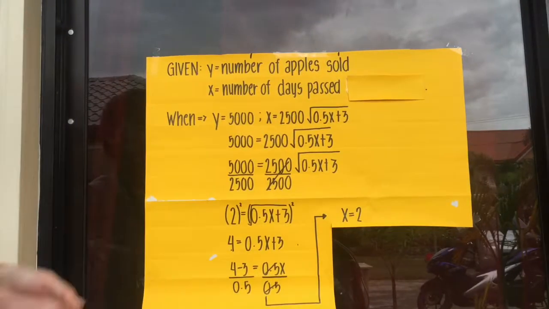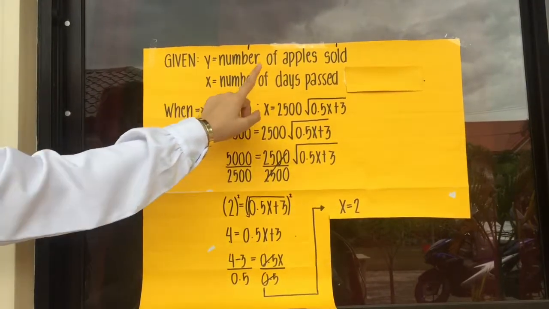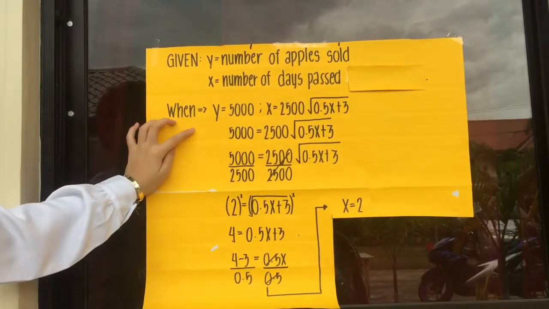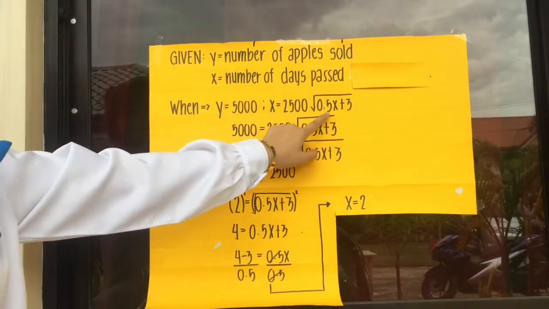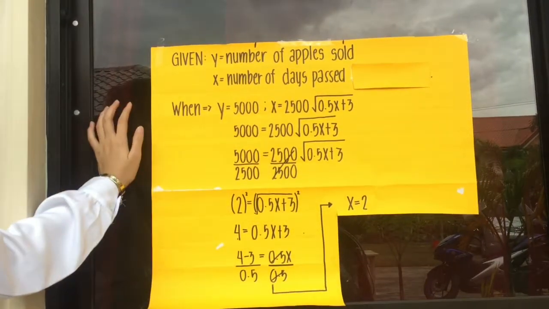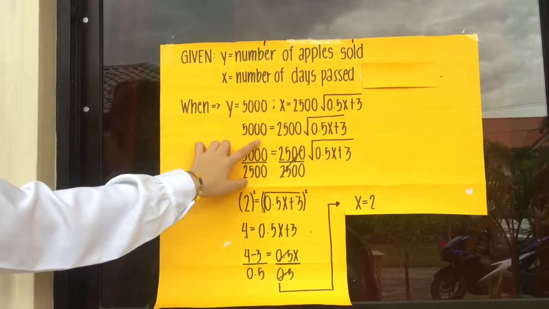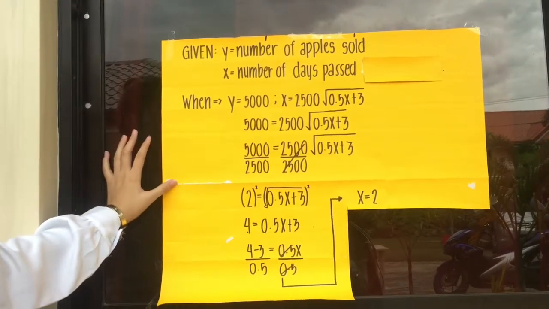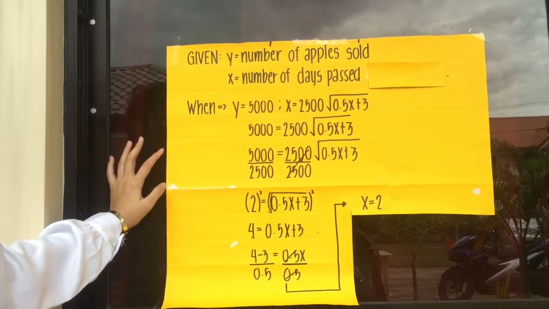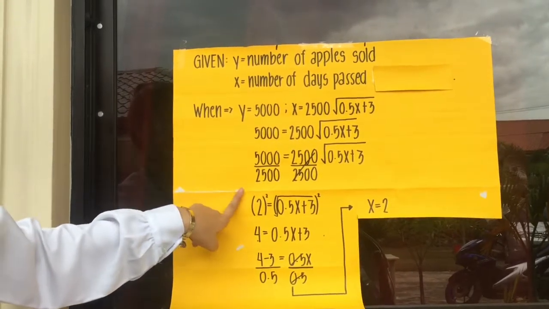Well, the given is y is equal to the number of apples sold and x is equal to the number of days passed. When y is equal to 5,000 and y is equal to 2,500 times the square root of 0.5x plus 3. So substitute to the equation: 5,000 is equal to 2,500 times the square root of 0.5x plus 3. So we divide both sides by 2,500 since it's divisible by 2,500. So 5,000 divided by 2,500 is equal to 2.